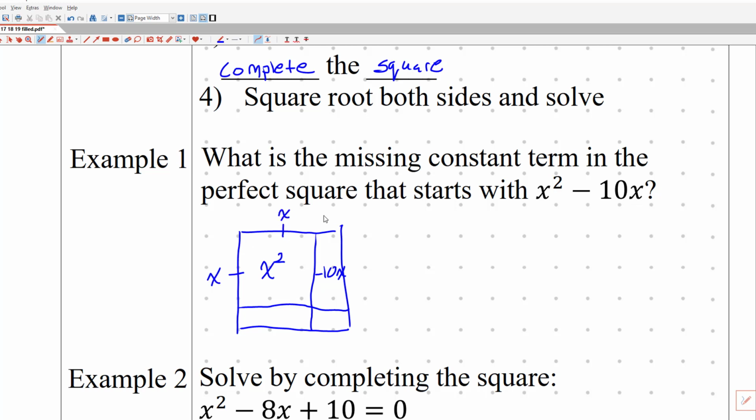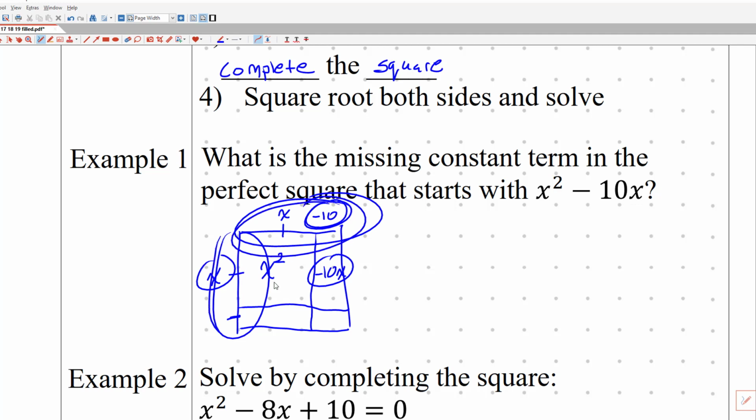But that means that this length over here has to be minus 10, because negative 10 times x will give me negative 10x. But that also means that this length right here also has to be negative 10, because this length and this length have to be the same. That's the definition of a square, right? Two side lengths have to be the same. So I can't put negative 10x there. I hope you see that if I put negative 10x there, there's nothing that can go here to make sure that these two sides are equal.